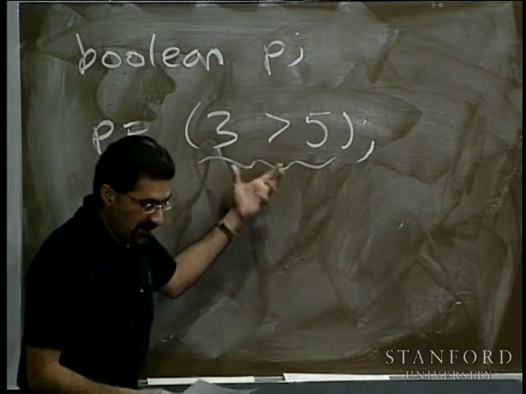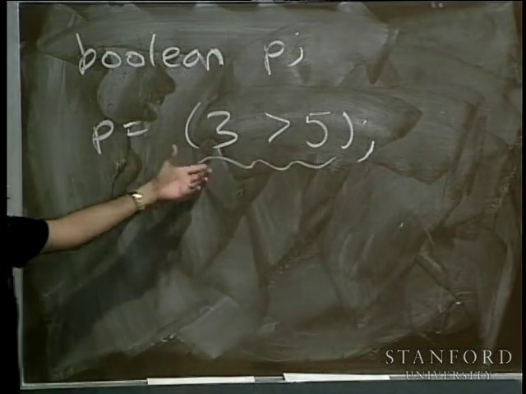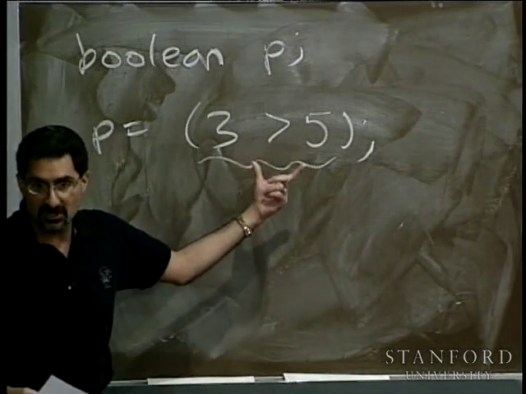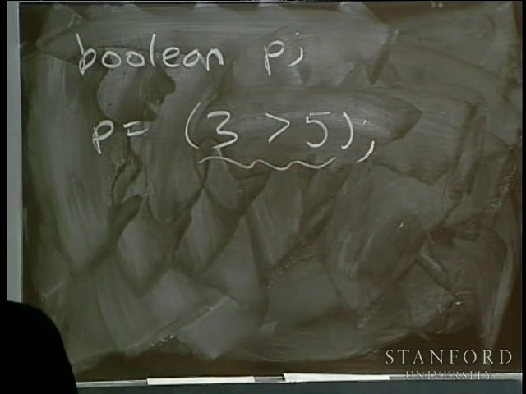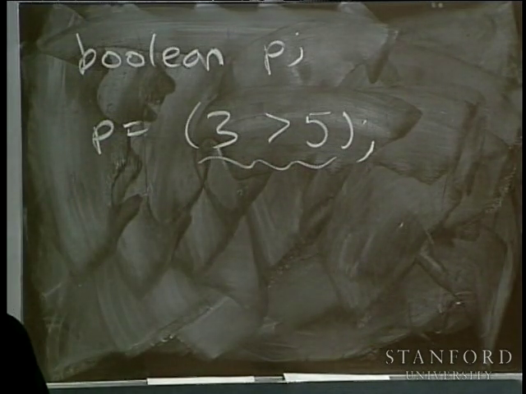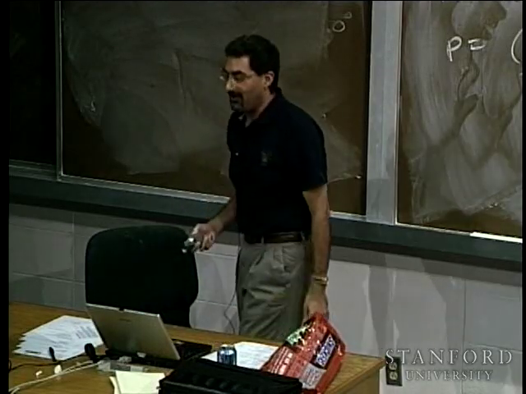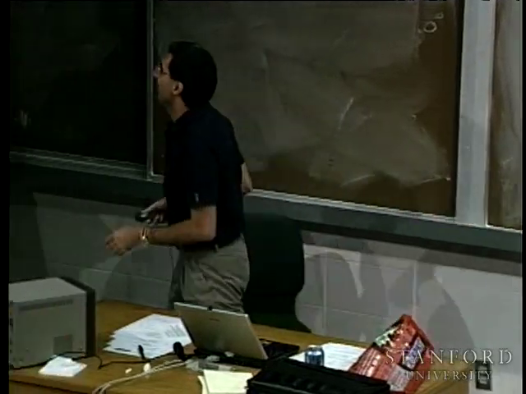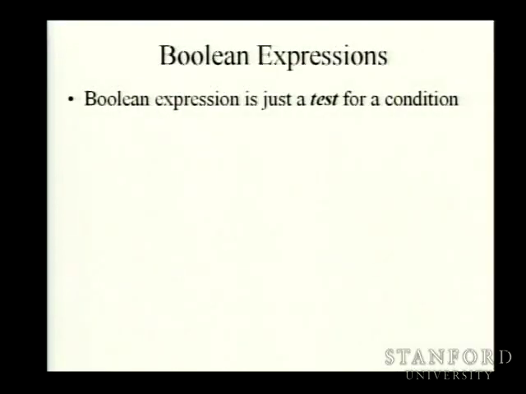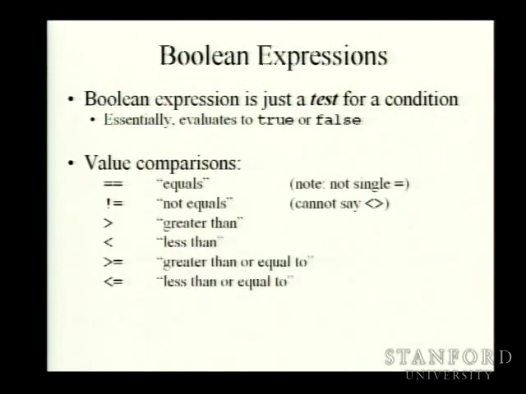There are certain operations we can use called relational operations who, when we evaluate them on 2 values, give us back something whose value is true or false. So let me show you some examples of that by going to the overhead. Let's see if my little remote mouse works. I love the remote mouse. So Boolean expressions are basically a test for a condition, and they evaluate to true or false, right? You can actually use the words true and false in your program and say p equals true, for example. Those are actually parts of the language.